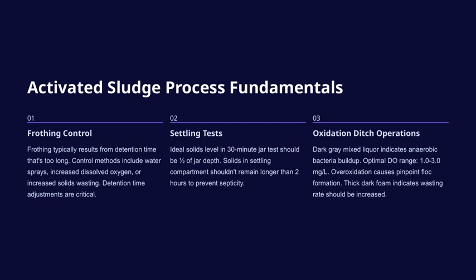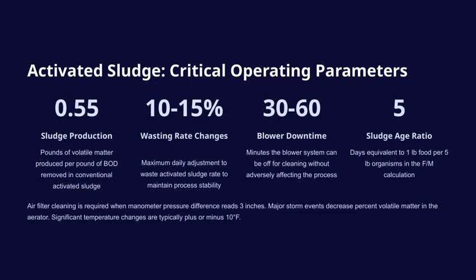If you notice thick, dark foam, it's a sign that the wasting rate should be increased to remove excess biomass and keep the process balanced. All of these points highlight how critical proper control and monitoring are to ensure the activated sludge process functions efficiently and effectively. Now, let's take a closer look at some of the critical operating parameters for activated sludge.